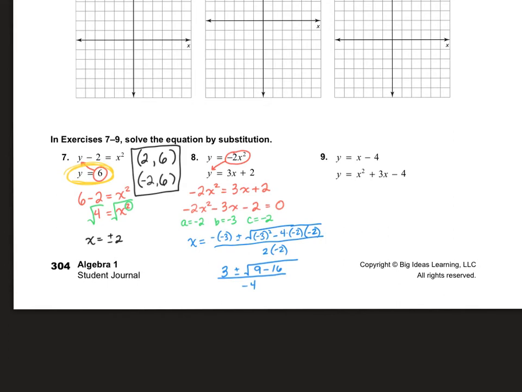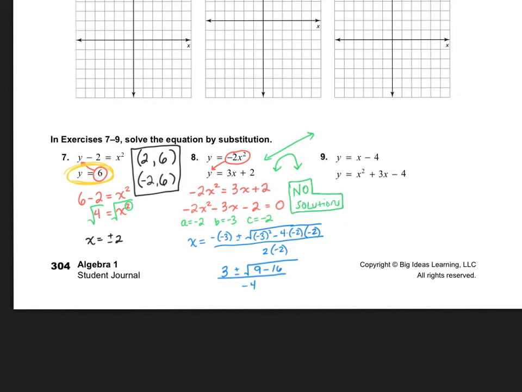I noticed right away that what's inside the root is going to be negative, which means that if we were to graph these two equations, they would never intersect. They may look something along the lines of this. So as you can see, they're never going to intersect. So the answer is no solutions.